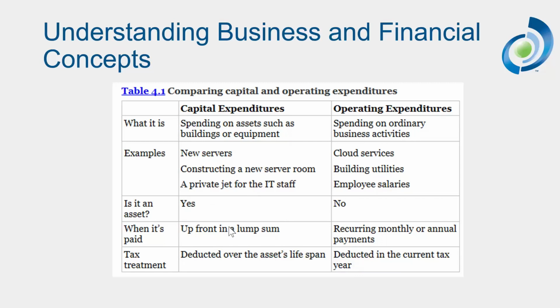So with capital, it's paid upfront in a lump sum. And that's where I was talking about how you can write that off over the next however many years. But with operating, it's recurring monthly or annual payments. And tax treatment deducts over the asset's lifespan. And then operating is deducted over the current tax year.